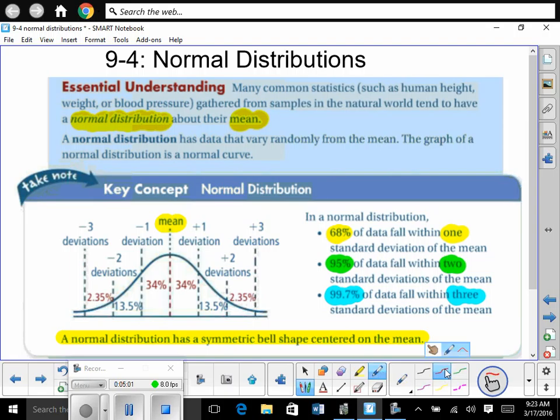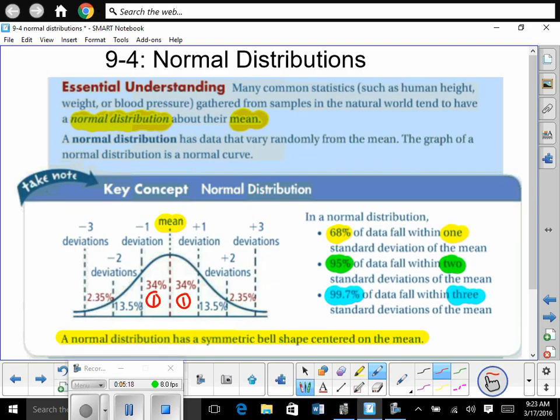Okay, so, does everybody understand? Right, here's the mean. This is one standard deviation above and one below. So 68%, if it's a normal distribution, will fall within one standard deviation of the mean. So we split it up evenly, so that's 34% below and above.